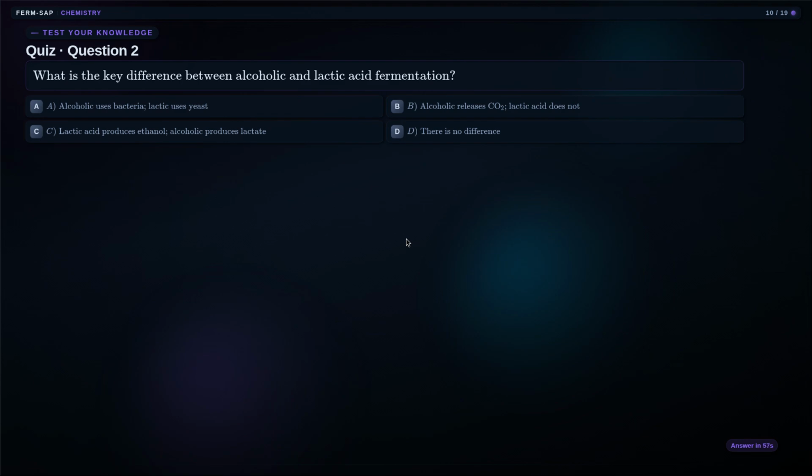Quiz question 2. What is the key difference between alcoholic and lactic acid fermentation? Option A. Alcoholic uses bacteria, lactic uses yeast. Option B. Alcoholic releases CO2, lactic acid does not. Option C. Lactic acid produces ethanol, alcoholic produces lactate. Option D. There is no difference. Think carefully about the 2 pathways.